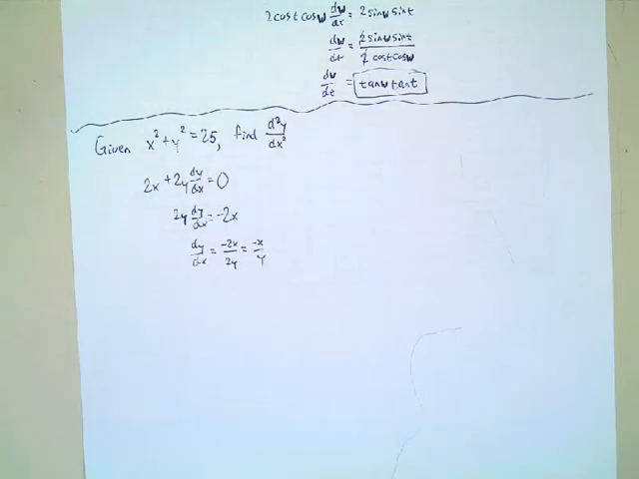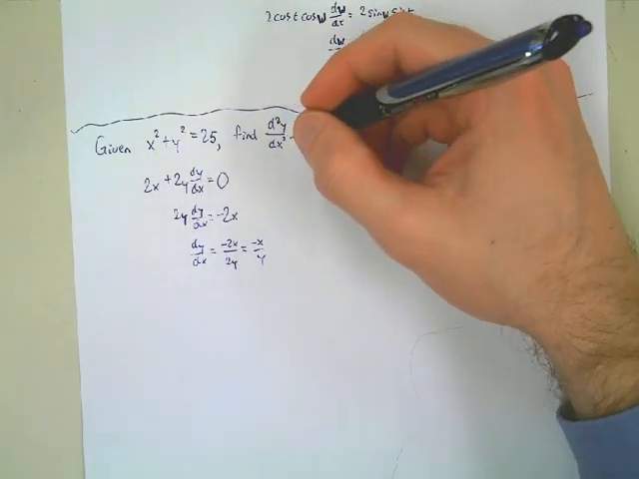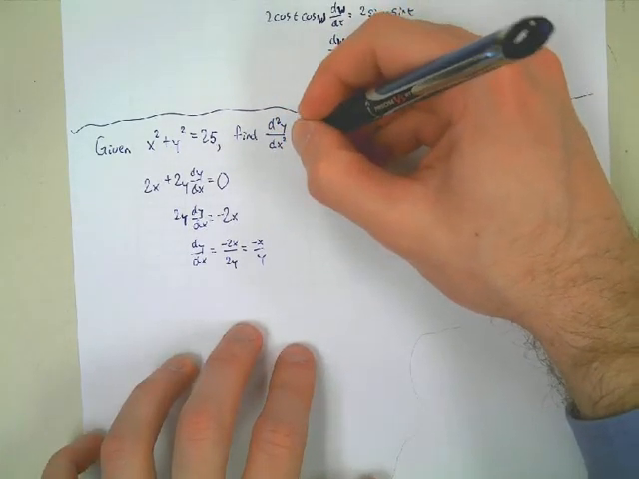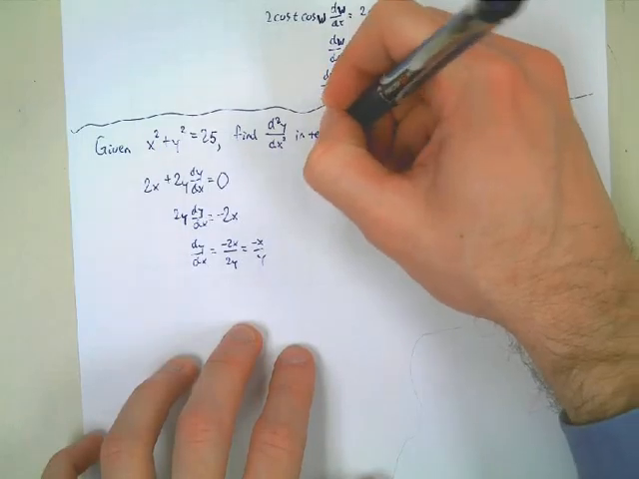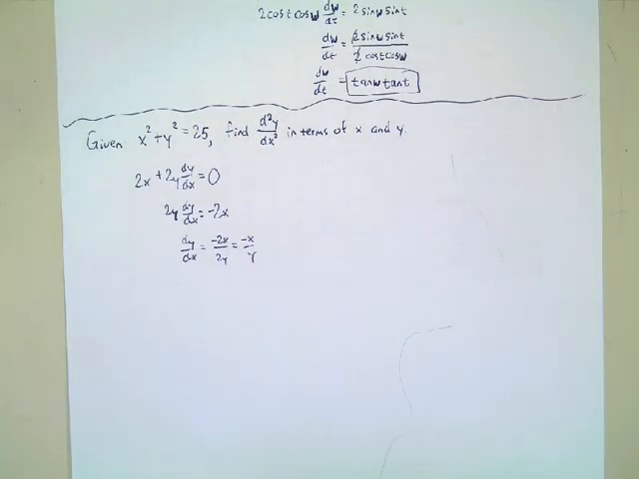Okay. Oh, by the way, the directions here should probably be: find d squared y/dx squared in terms of x and y. And I'll explain why those are important directions in a second.